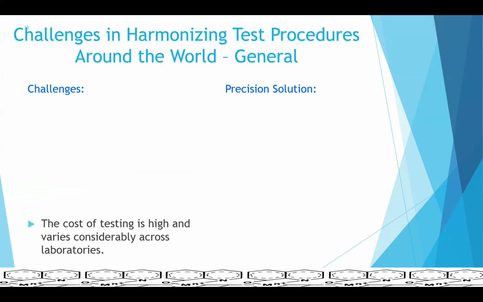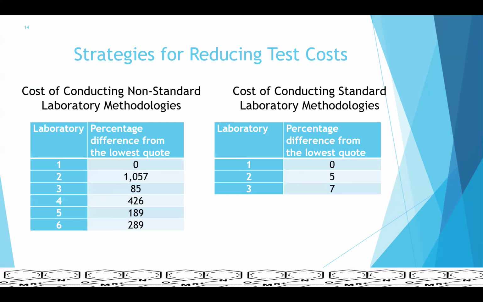In general, one of the issues is that the cost of testing is high and it varies considerably across laboratories. I will explain in the next slide. The precision solution supports development of consistent cost estimates. This is in real data, not for corrosion inhibitor evaluation.